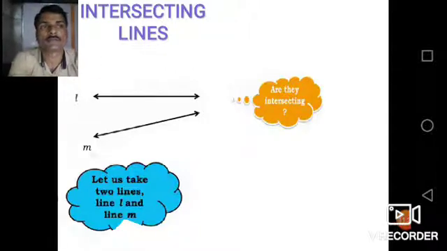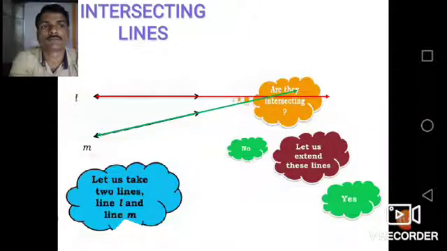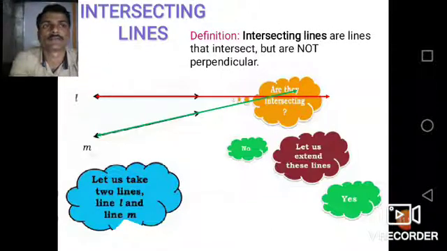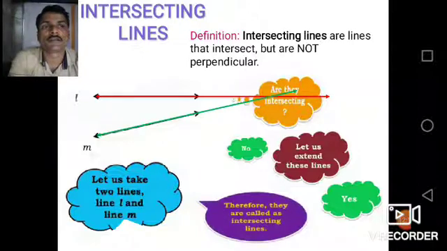Are they intersecting? No. But if we extend these lines like this, what will happen? Yes, these are intersecting lines. Intersecting lines are lines that intersect but are not perpendicular. Perpendicular lines are also intersecting lines, but they intersect at 90 degrees. Therefore, they are called intersecting lines.